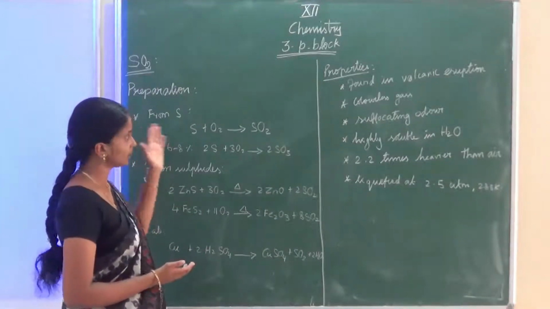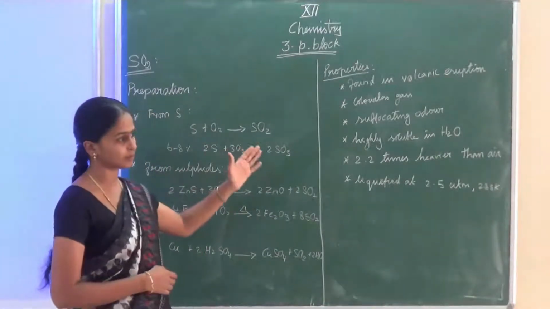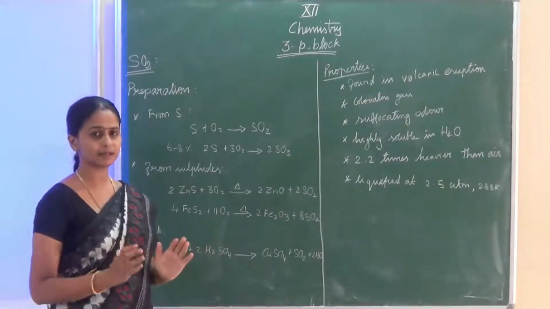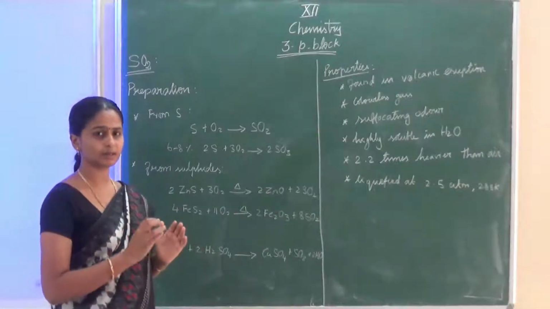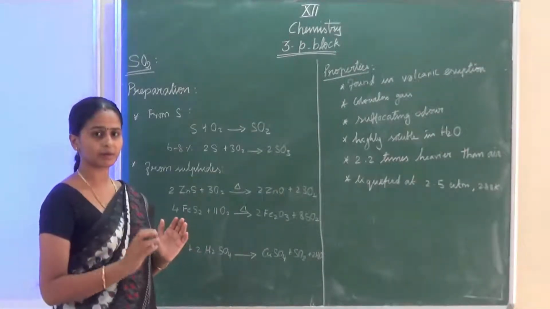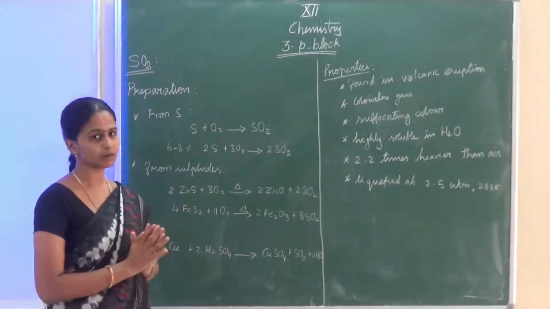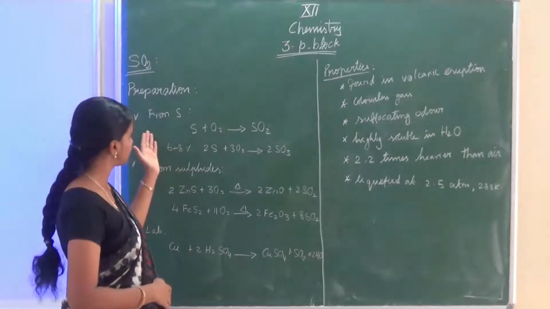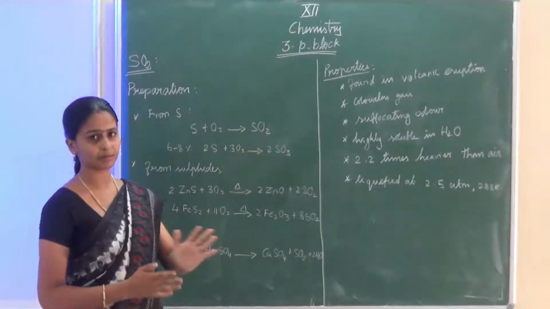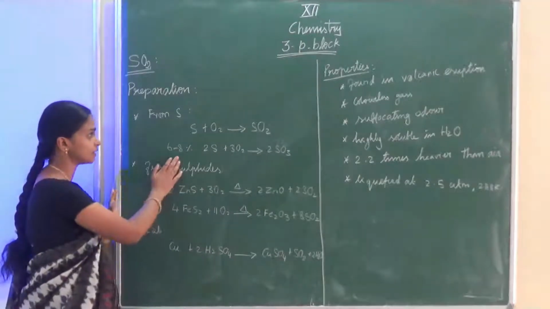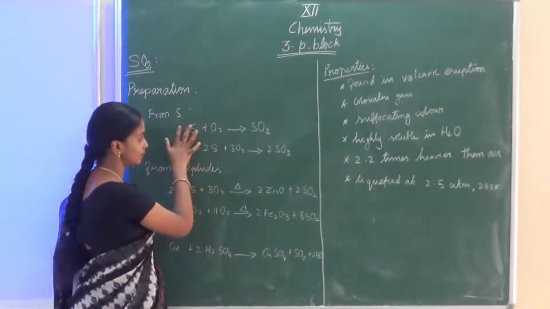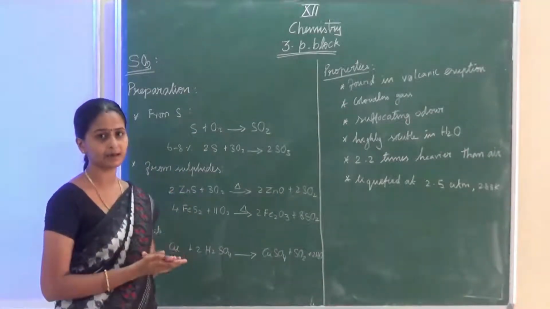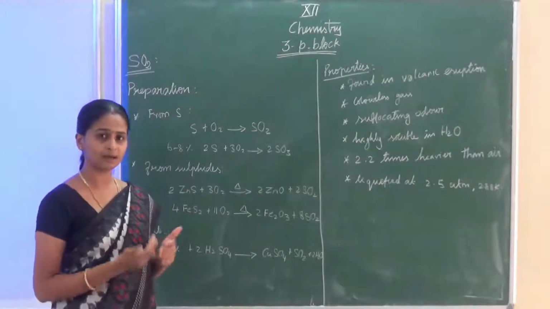Here again we are going to see the preparation, physical properties, chemical properties and uses of sulfur dioxide. In this lesson, we take one compound and deal with its physical properties, chemical properties, preparation and uses. In the same way, for sulfur dioxide also we are going to see the preparation, physical properties, chemical properties and uses. The first preparation is from sulfur.